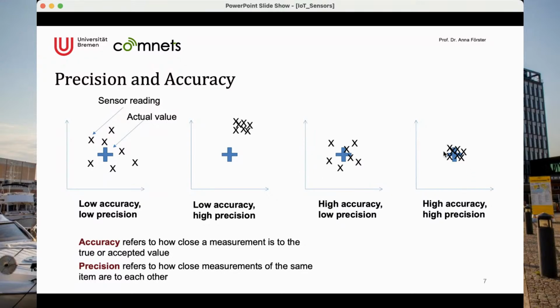And then the optimal, what you would like to have, is of course high accuracy and high precision at the same time, which means that the measurements are very close to the actual value and they're all in a very small compact cloud. Okay, so that is the difference between precision and accuracy, and it's an important property.